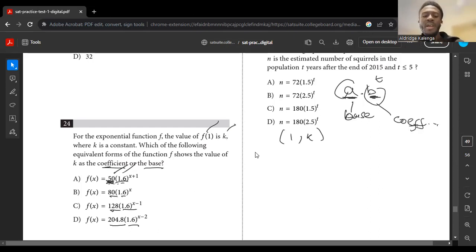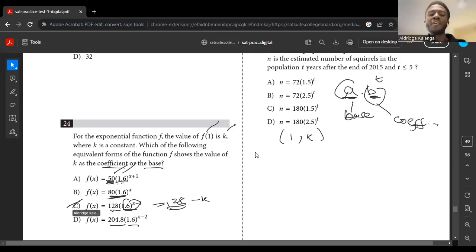Let's look at B. If we replace x for 1, it's going to be 1.6 to the power 1, which is 1.6. But 1.6 times 80 is going to be a number greater than 80. So we've lost both of them again. Let's look at C. 1 minus 1 is 0. So anything to the power 0 is 1. So this whole 1.6 becomes 1. So 128 times 1 is just 128. So this actually means our value of k is this, even though that's not what the question is asking us. So our answer should be C.